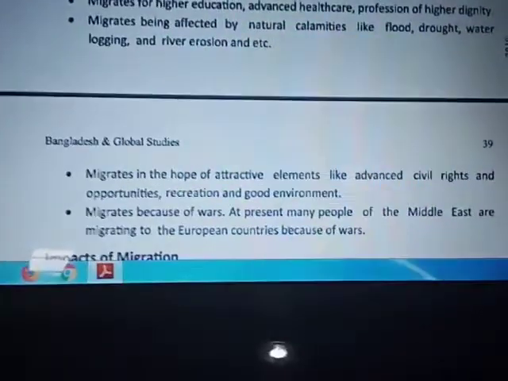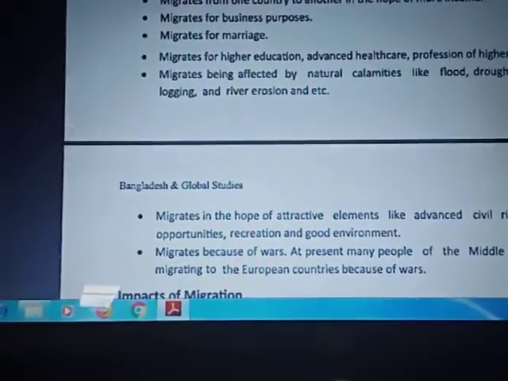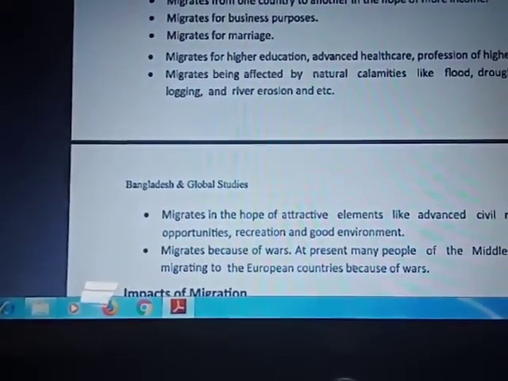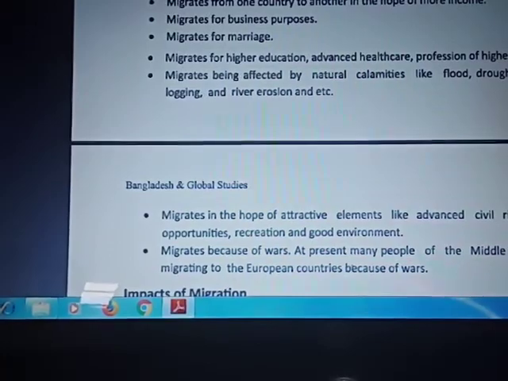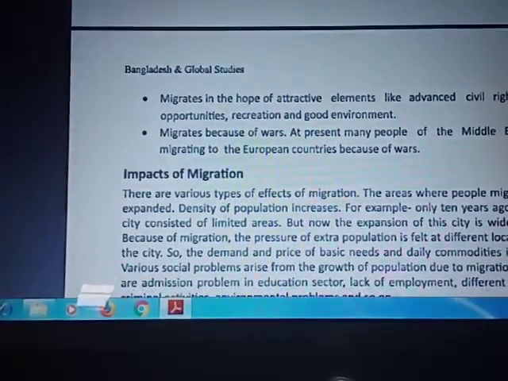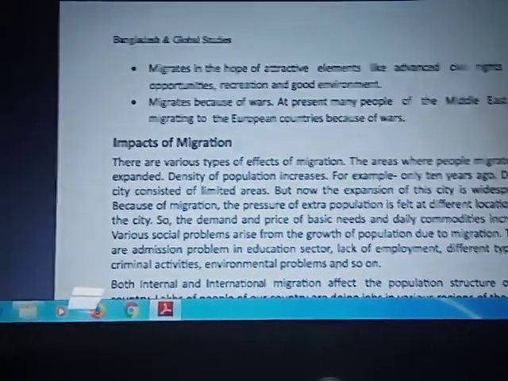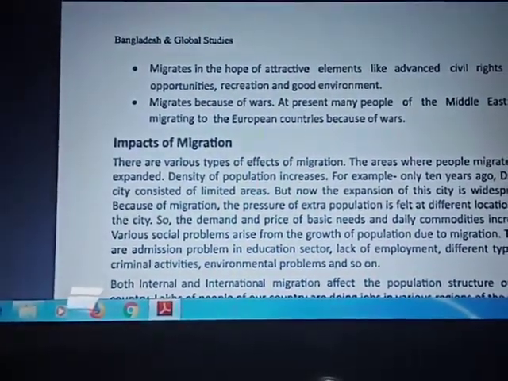Migrates in the hope of attractive elements like advanced civil rights and opportunities, recreation, and a good environment. Migrates because of wars. At present, many people of the Middle East are migrating to European countries because of wars.